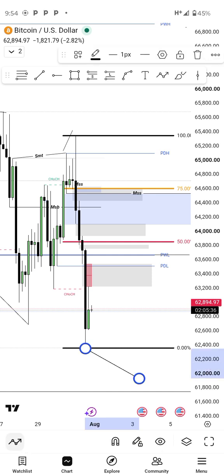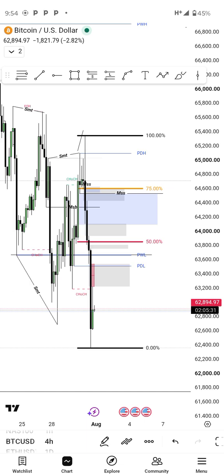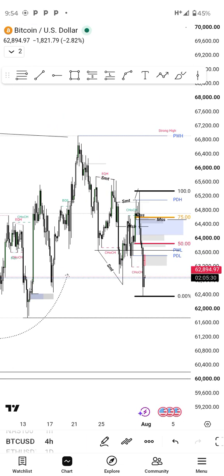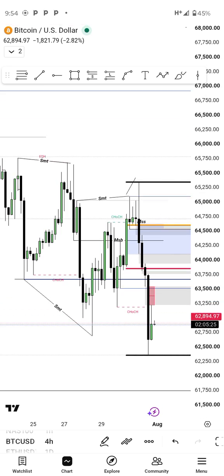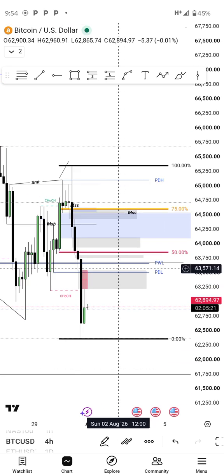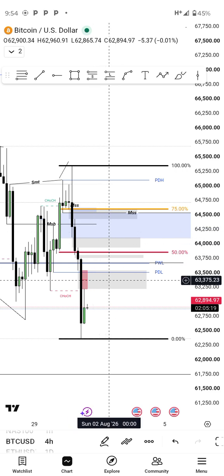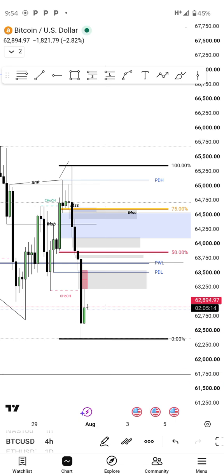So that's that for BTC continuation to the downside. So we retrace to the 50%, or inside the FEG, inside this FEG. After that, we look for sells, then we dump to the previous week low.